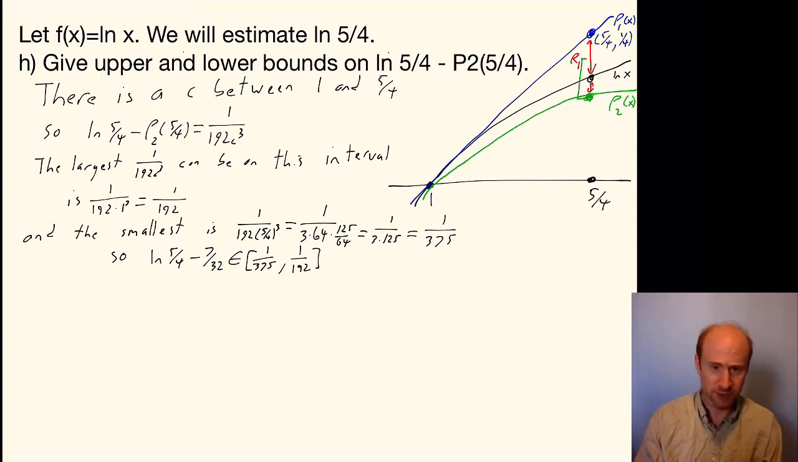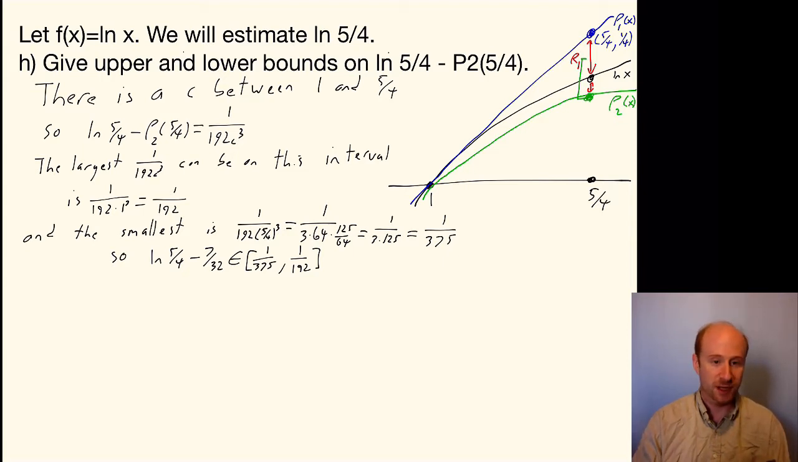These are small numbers, right? 1 over 192 is kind of a small number. So we actually know we're pretty close. We also know both of these numbers are positive. We know that our error is positive, which means we have an underestimate, which again is what my kind of terrible picture suggested. And again, we can just check this by plugging in.